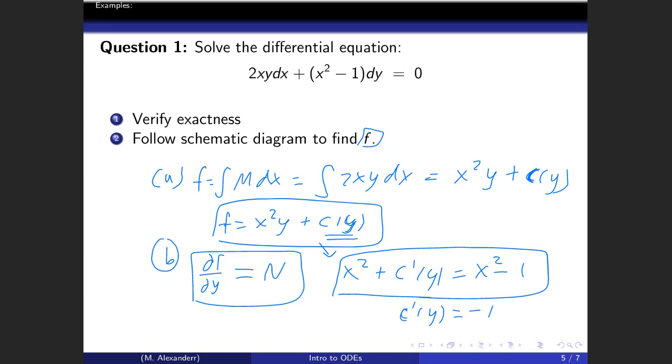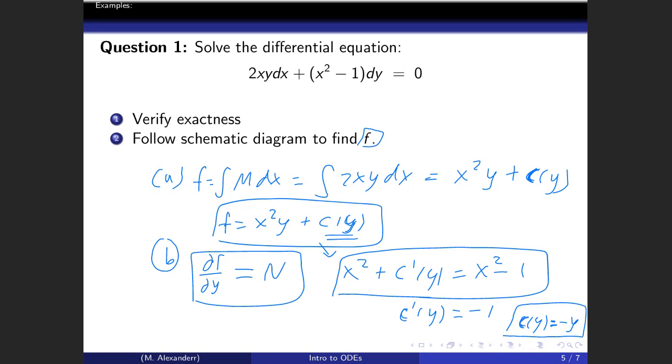But this is the derivative of c. What we care about is what is the c function. So the c function will be equal to -y. Okay, the c function will be equal to -y. And technically, yes, there is an extra constant here at the very end, but at this point, we're not going to write it down.